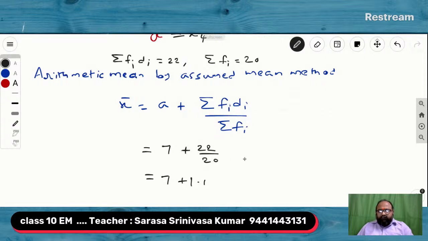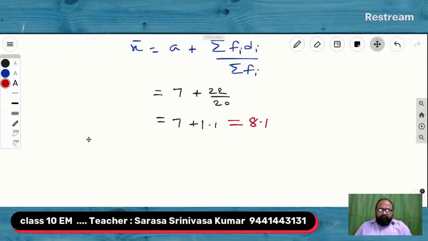It is very easy to calculate. 22 by 20 we can cancel by 2. We get 11 by 10. 11 by 10 is equal to 1.1. So what is the value of 7 plus 1.1? It is 8.1. So now we write the last step, mean number of plants per house.